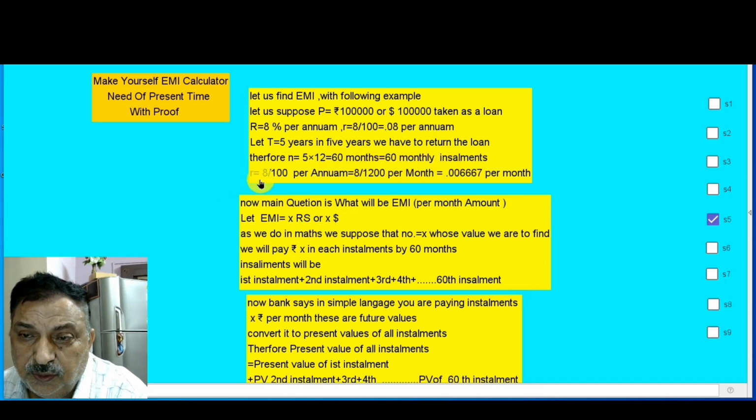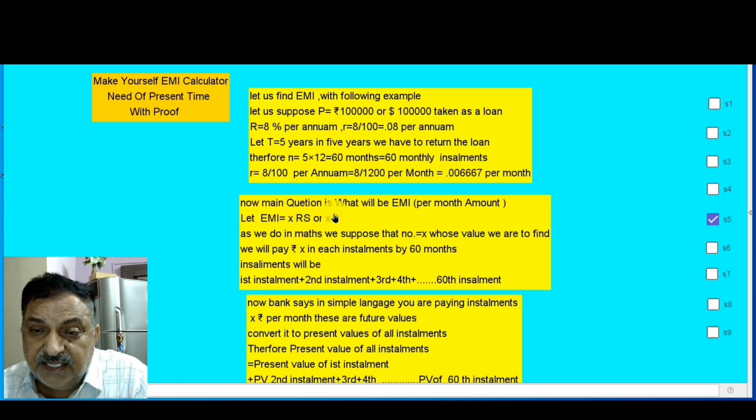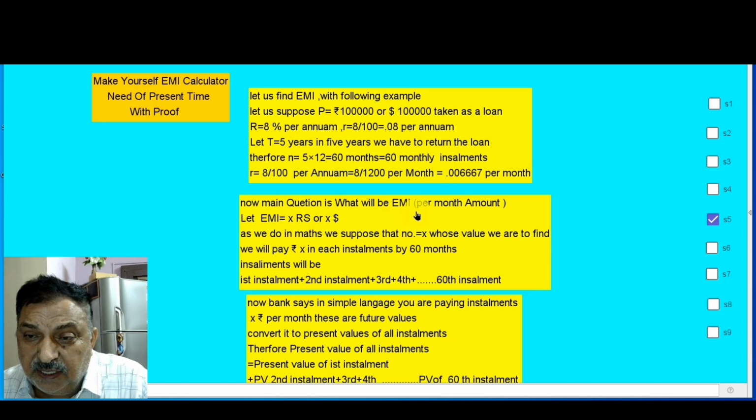R is equal to 8 over 100 per annum, which is equal to 8 over 1200 per month, dividing by 12. We get the rate per month. 8 over 1200 is equal to 0.006667 per month. Now, the main question is, what will be the EMI per month for this 1 lakh rupees?